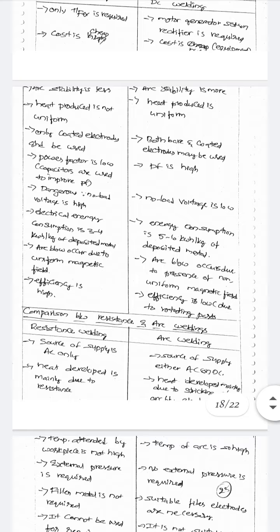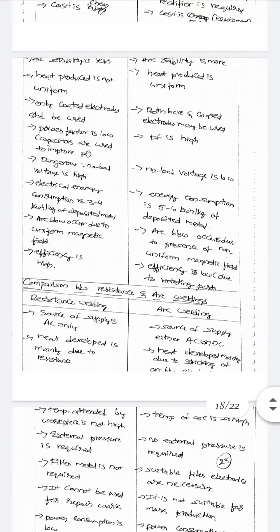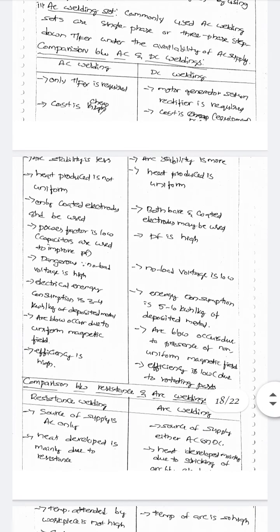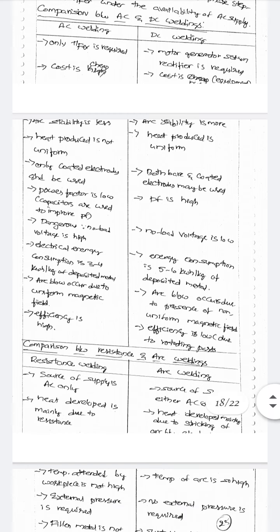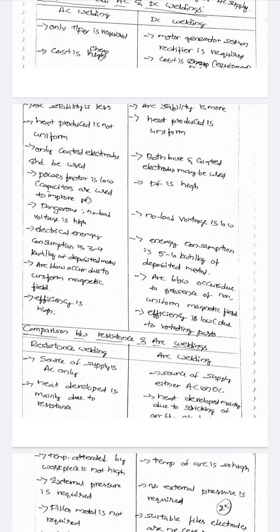Simply you have to write the classification of AC and DC. Keep one side AC welding, one side DC welding. On the AC side, only a transformer is required. On the DC side, motor generator sets or rectifiers are required. Cost is cheap for AC, cost is high for DC. Heat produced is not uniform for AC, it is uniform for DC. Only coated electrodes should be used for AC. Both bare and coated electrodes can be used for DC. Power factor is low for AC. In DC, power factor is high.